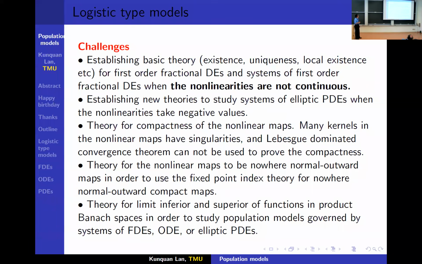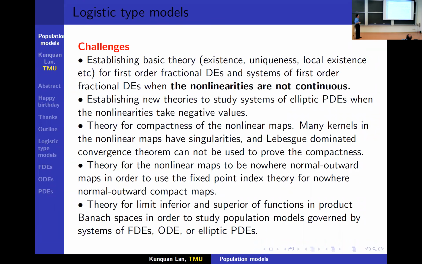In fractional differential equations, a lot of people made mistakes. We have thousands of wrong papers, because they treated the singularity as a continuous function. So they made so many wrong papers right now for fractional differential equations. Also, how to show the map is nonlinear and a lower norm map, if you want to use fixed point theory.